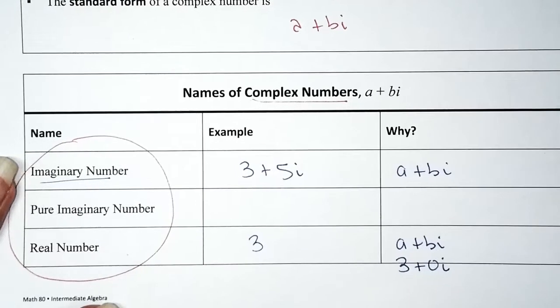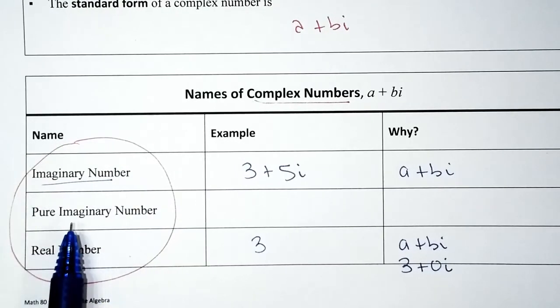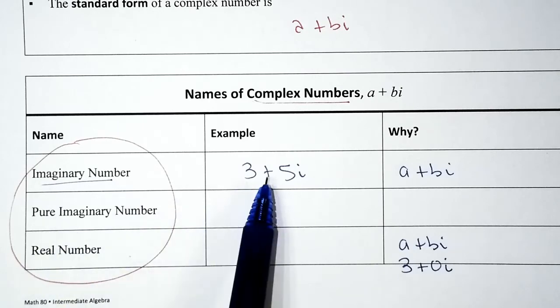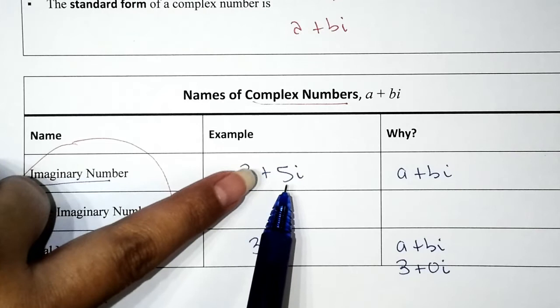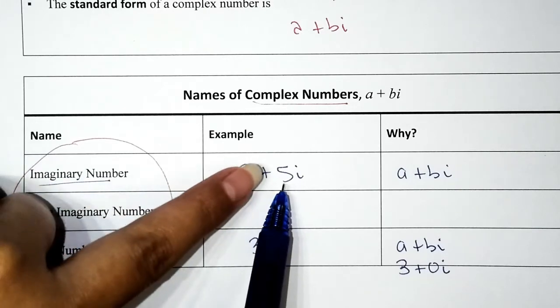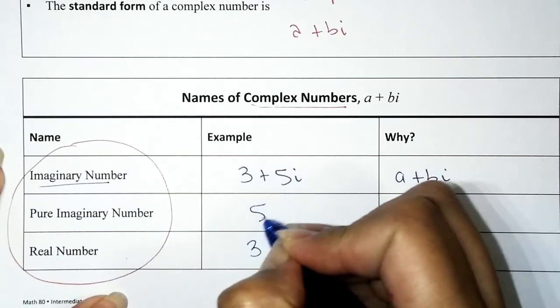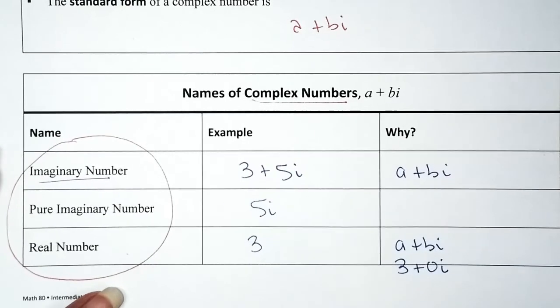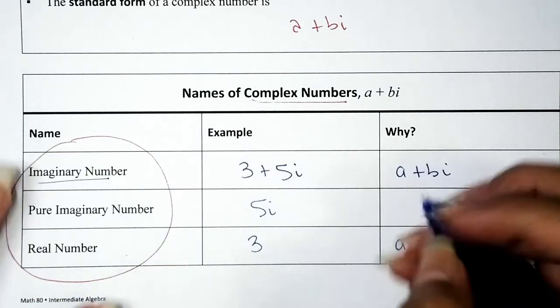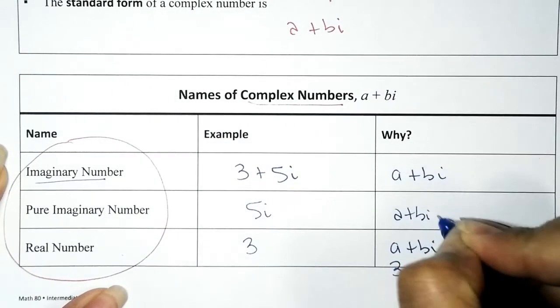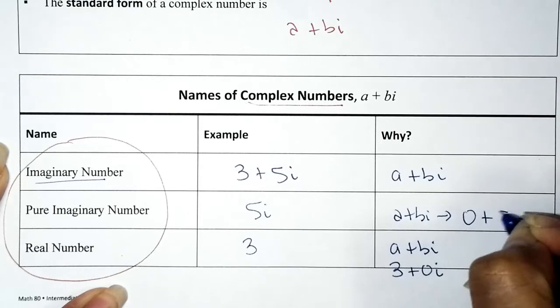Okay, cool. Pure imaginary number. What does that mean? Pretty much it's a complex number that only has the, sorry for the redundancy, the pure imaginary part. So in this case 5i. Why is this pure imaginary number a complex number? Well, we can also write it in the form a plus bi. In this case, the real part is 0.